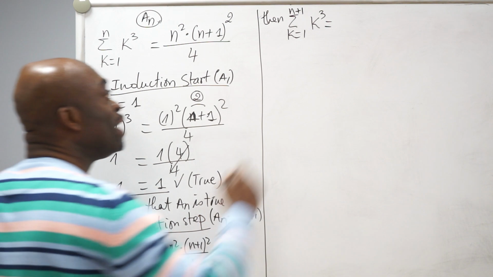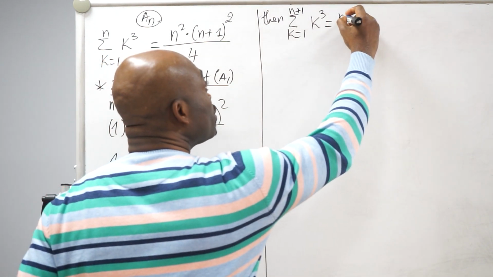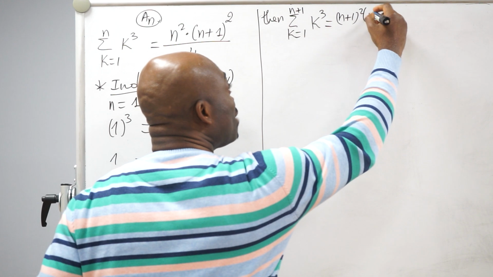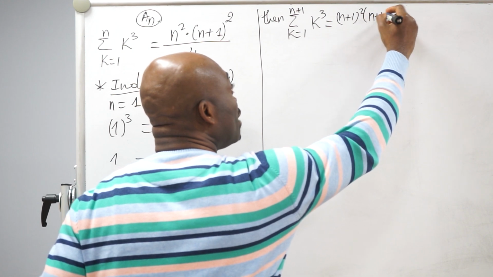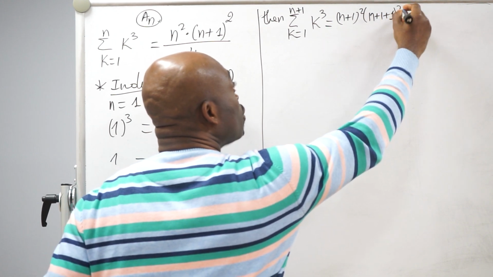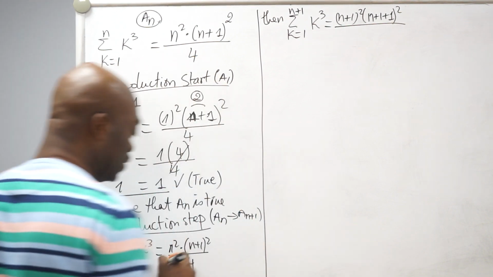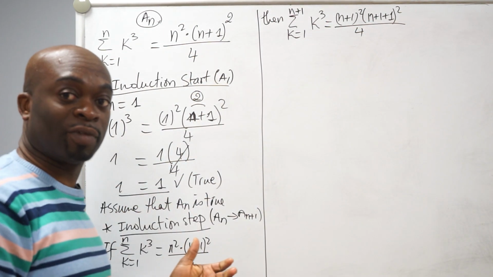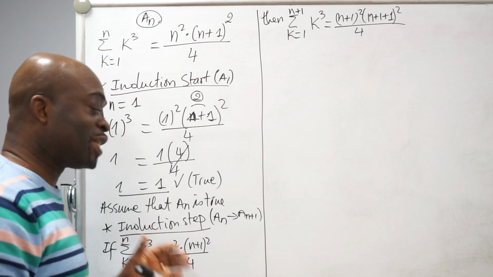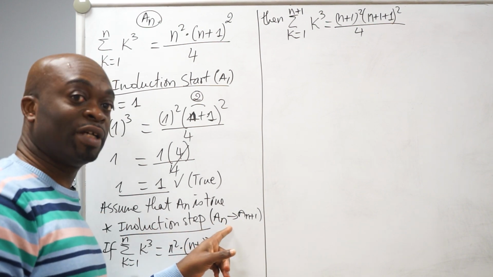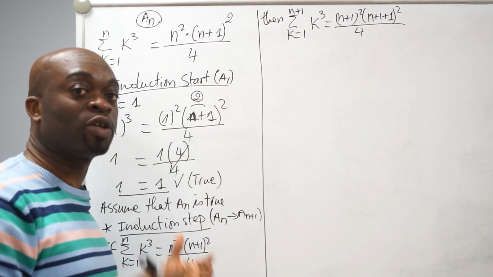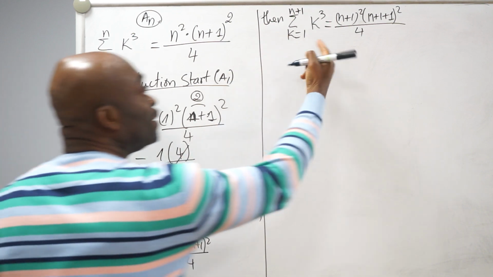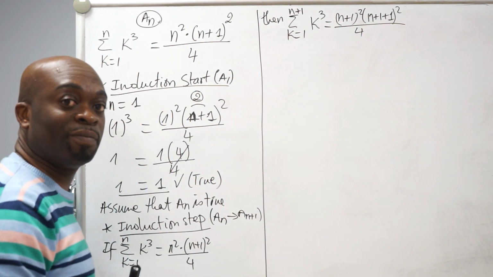And this is equal to what? This is equal to (n plus 1) to the second power. And then inside you have (n plus 1 plus 1), also to the second power, over 4. All right? So this one is the next step. So for the induction step, we say if a sub n is true, then a sub n plus 1 also is true. So this one is a sub n, correct? Then this is a sub n plus 1.